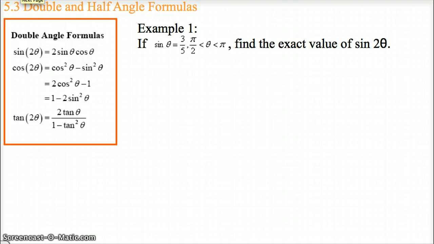This is video 531 to go along with section 5.3 in your textbook. We're going to look at a few more formulas that help us find exact values and verify trig identities. So this video will look at mostly finding exact values.